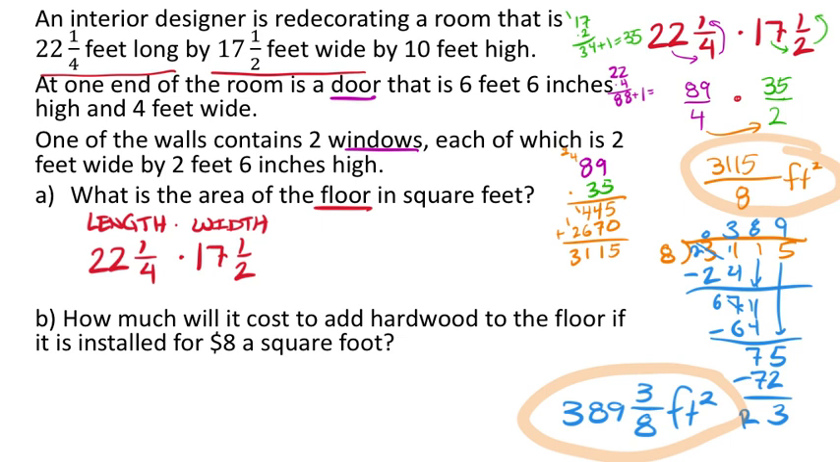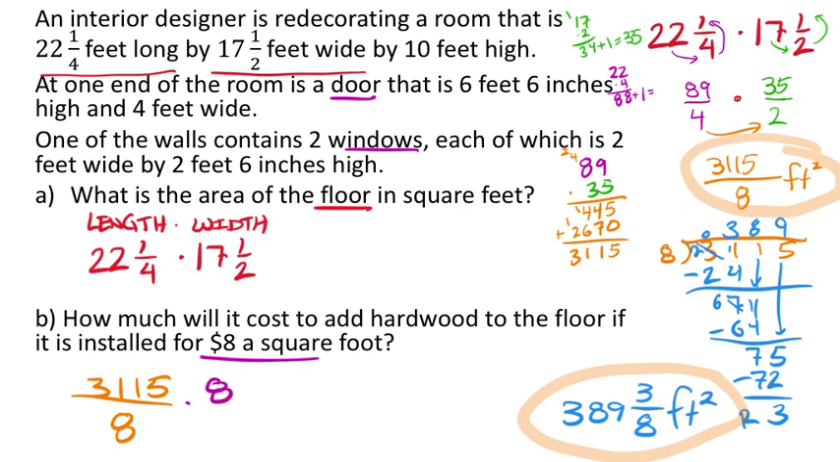Now that $8 a square foot is going to be pretty handy for us, because going back to the improper fraction, which is the one that I want, because remember, if we were going to operate with the mixed number, we generally change it back into an improper fraction anyway. So I'm going to operate with that 3,115 eighths. I don't want to use the cycle method on this number. We already had it, right? So let's just use it. Now it's $8 for every square foot. This is how many square feet there are.